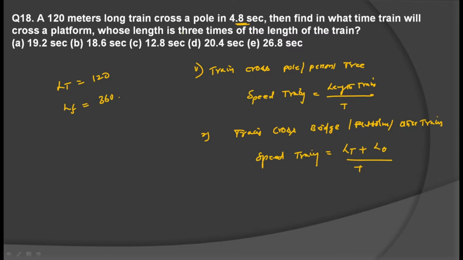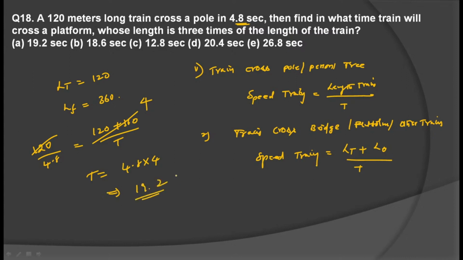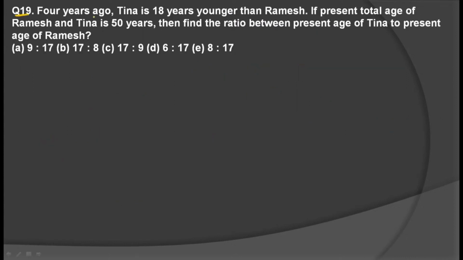Now here the question. A train crosses the pole in 4.8 seconds means 120 divided by 4.8 is the speed. It crosses the platform in how much time? So 120 plus 360 divided by t. Now 120 ones are 120, 120 4s are 480. Now the t value becomes 4.8 into 4 times, so the value becomes 19.2.